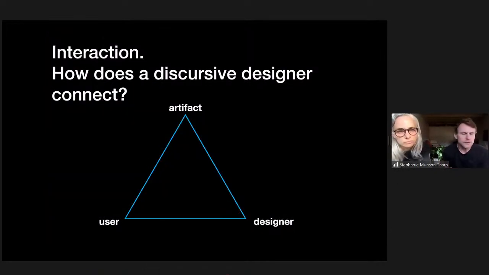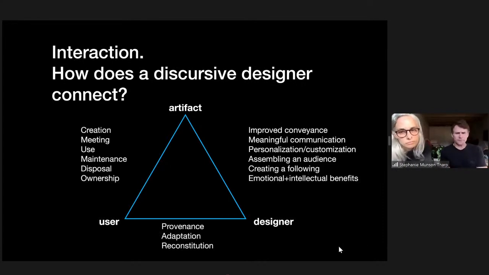So, interaction. There are endless forms of possible interactions, and we encourage designers to explore these more deeply. We are introducing a basic model with just the three most fundamental ones: the interaction between artifact, user, and designer. There's all kinds of contextual stuff too that could come into play, but this is what we're focusing on here. These are various dimensions applicable to each leg of the triangle that could help designers think through the possibilities. Again, it's more of an ideational tool to think, how can I best communicate this discourse and get people to reflect on what I want them to?